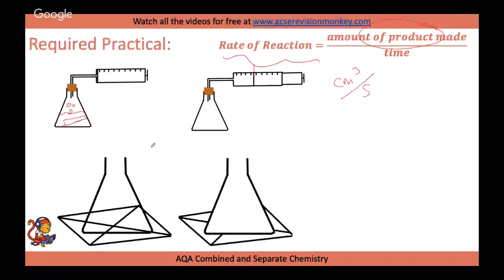This other example, you could have a situation where you have a conical flask here, and you could put some acid and some sodium thiosulfate inside.